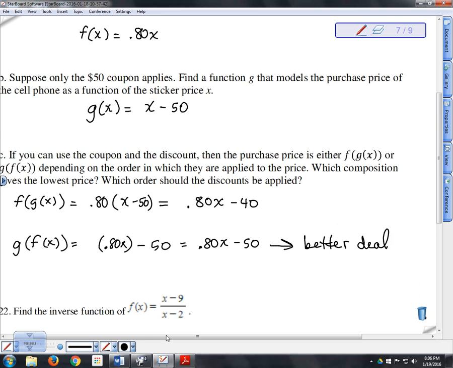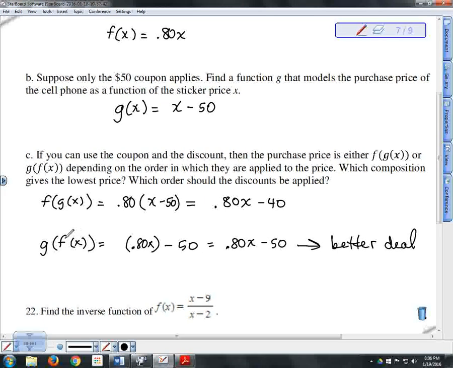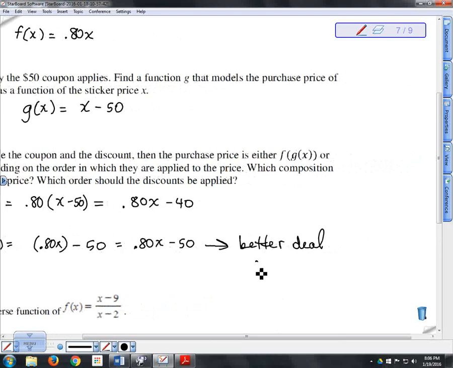So the way that this needs to be applied, if you start on the inside, the f function has to happen first. That's the 20% discount, and then subtract $50. So the 20% discount is applied first, then take off the $50.